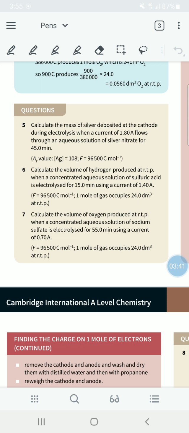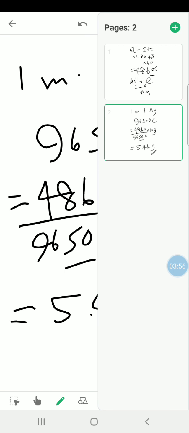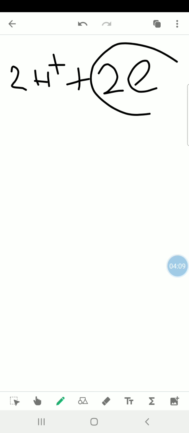So now we have to once again deal with the half ionic equation. Here we are talking about hydrogen gas. So that is H2. Hydrogen gas is H2. So we need to figure out how many electrons are involved in this. To get H2, you have to have 2H plus. Then 2H plus would join with 2 electrons, right? 2 electrons to give you H2.